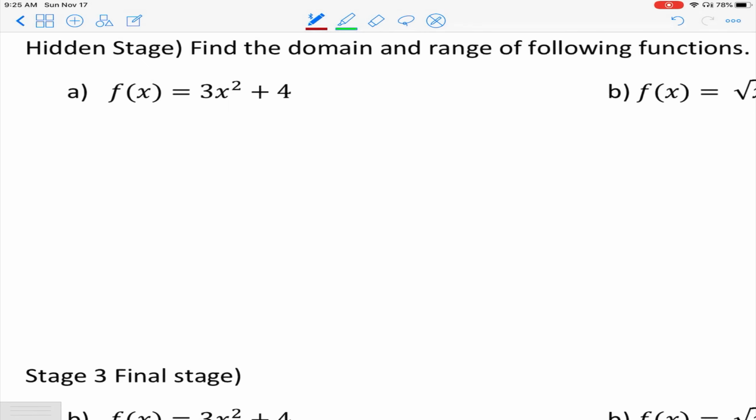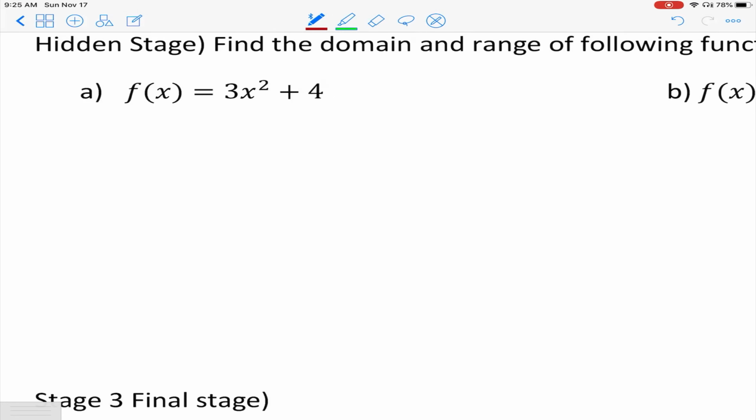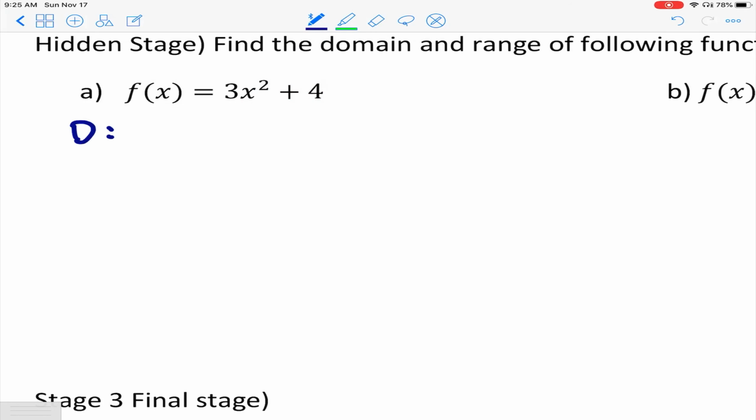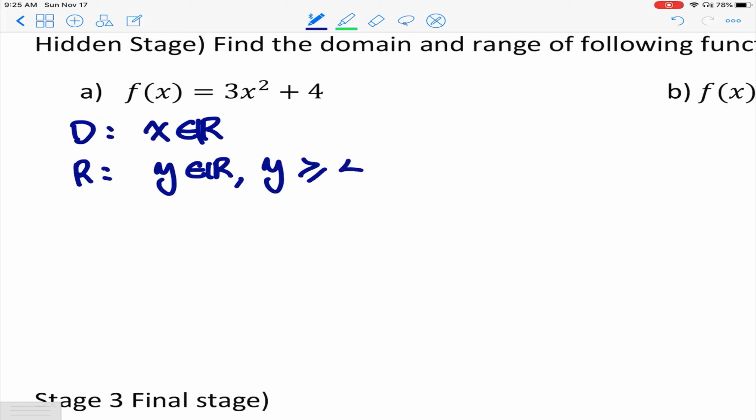Then for this, we have f(x) equals 3x squared plus 4. The original domain and range, I'm going to make it very short. x is an element of real numbers. The range is then y is an element of real numbers, but y is greater than or equal to 4.